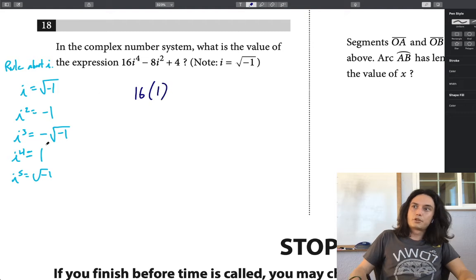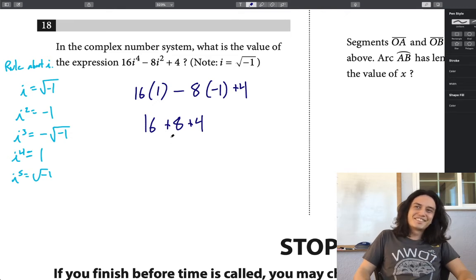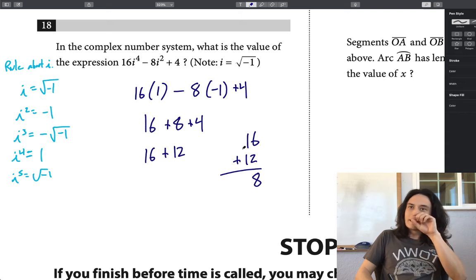But from here, it's just 16 times 1, because i to the fourth is 1, minus 8 times -1, because i squared is -1, plus 4. So that's 16 plus 8 plus 4. And now we really just need to not mess this up. So this is 12. 16 plus 12. This is an 8. Oh, we're not even going to do this in my head. We're so close to getting this point. Mental math is going to mess me up. This is 8. This is 2. It's 28. 28 is the answer.